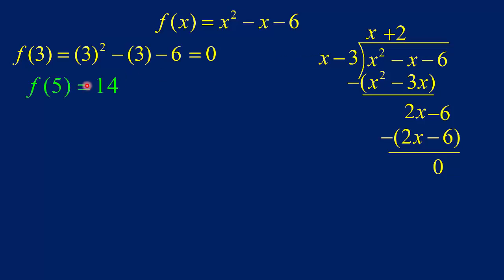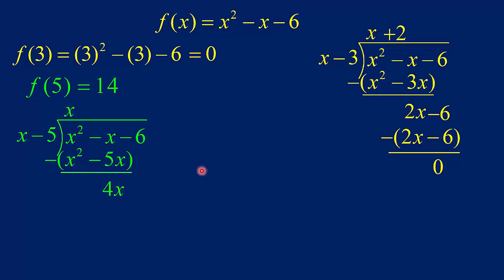Now let's try this, f of 5. So I put in a 5 up here, and I get 14. And you can check that out if you want. But if you put in a 5, you get a 14. And then let's look what happens when we divide. X will go into x squared, x times. Then we multiply, x times x minus 5. Get this.